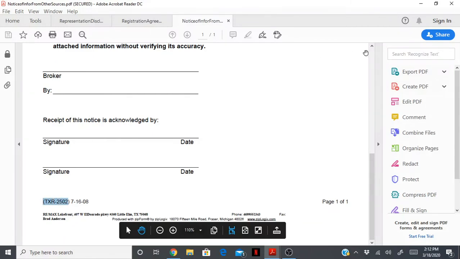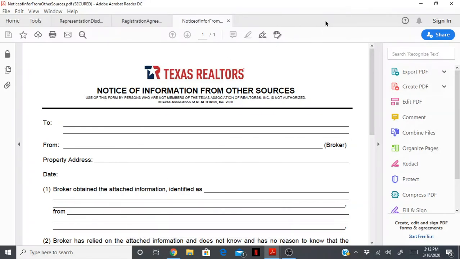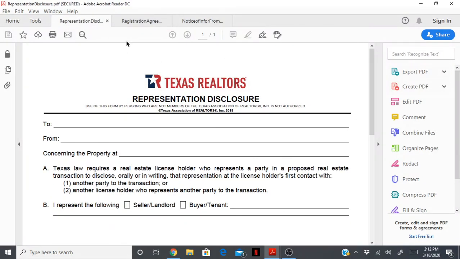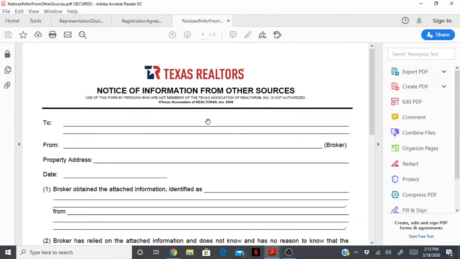Okay, all right. Those are 3 documents that not a lot of people either know about or have reason to use, but I would use them, and I would add this representation disclosure into your buyer's template. I would add this registration agreement between broker and owner into both your buyer and seller template, and I would enter notice of information from other sources into your buyer's template so that you always have them whether you need to use them or not.